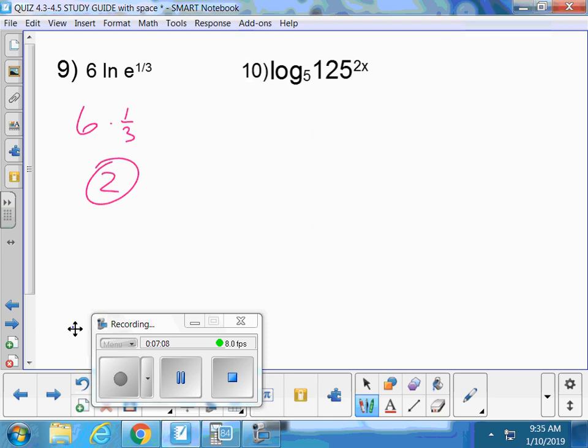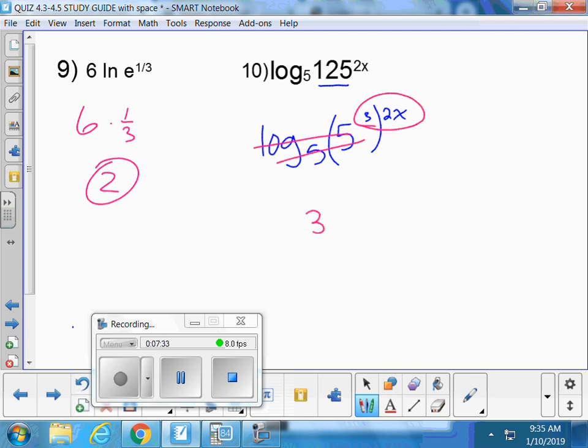Number 10, log base 5 of 125 to the 2x. It's popping out that this might be a cancel property problem. So what I'm going to do is take that 125 and rewrite it. 125 does equal 5 to the 3rd. And then I'll still have the 2x out front. Now that it's rewritten, I can just cancel this out, leaving me with nothing except the 3 and the 2x. Multiplied together gives me the answer of 6x.